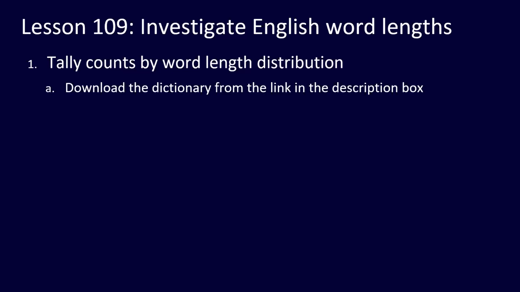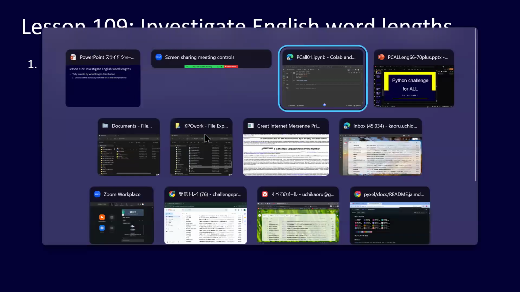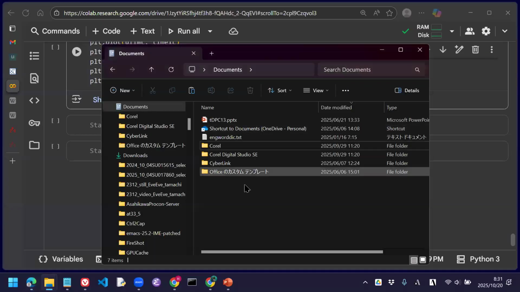First of all, we need a dictionary to play with. I prepared the link in the description box below to the dictionary, which you can download. You know how to download from GitHub, I hope. Just find a way to download the text file from my GitHub, and it will be stored in the download folder.